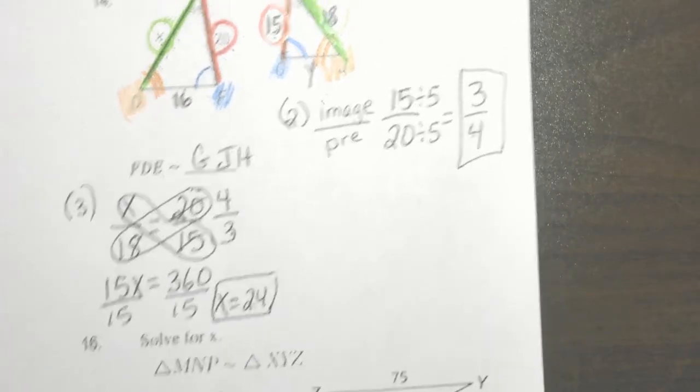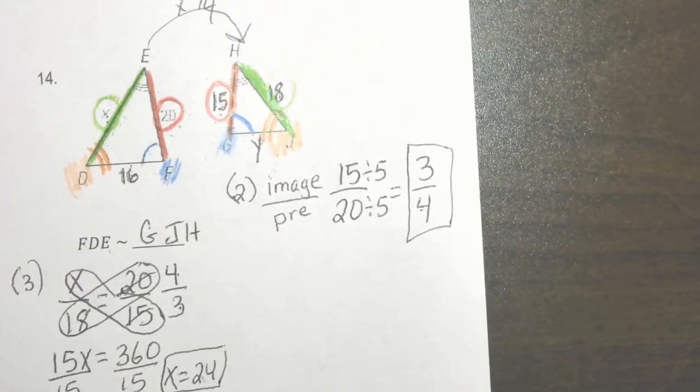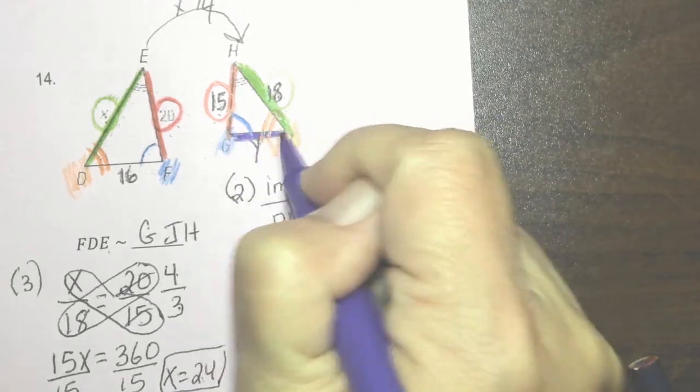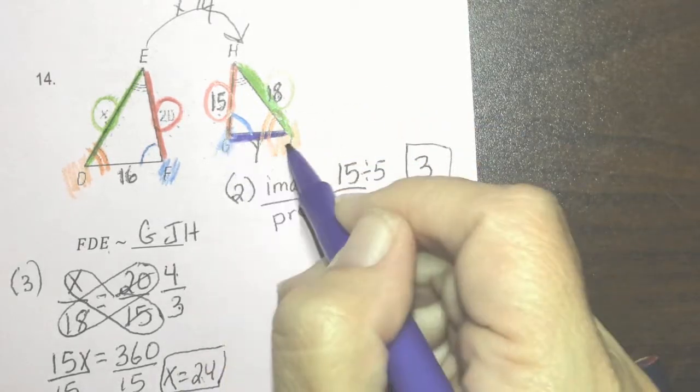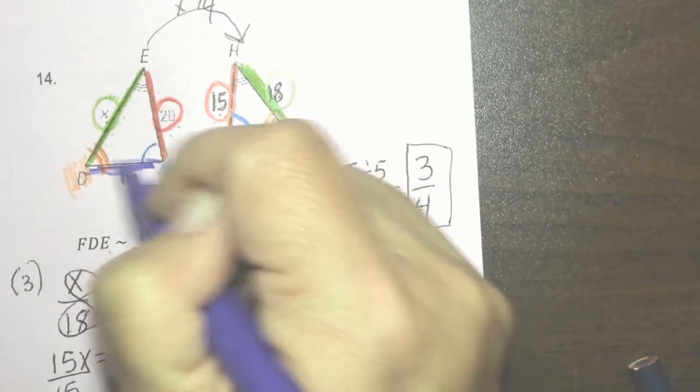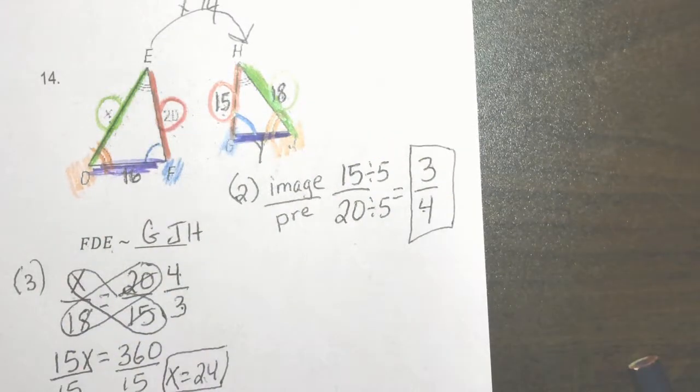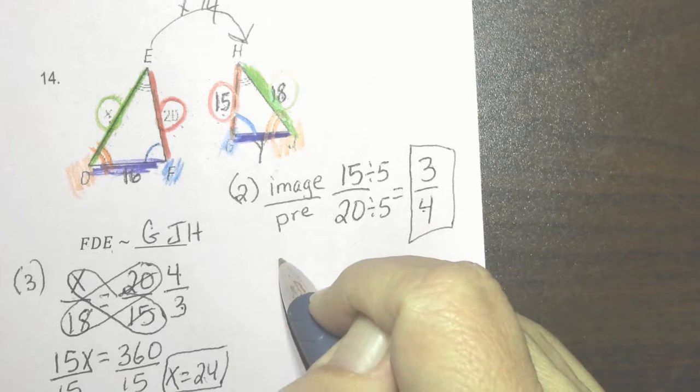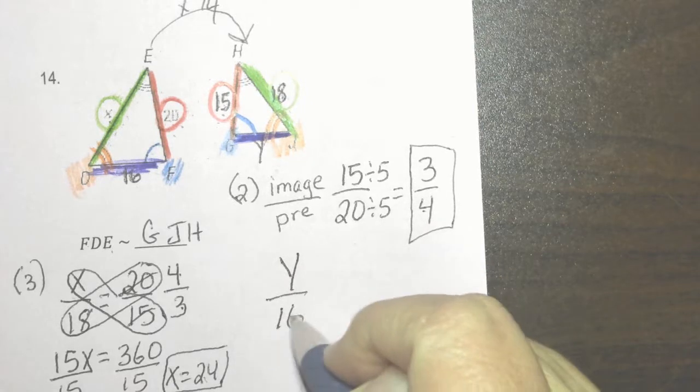All right, now we're going to go to y. So again, I'm going to use a colored pencil here. Let's see, I haven't used pink. Well, the page is pink. Let me grab my purple pen. So here's y. So y is between blue and orange. So y corresponds with 16. So I'm going to start with the fraction y over 16.